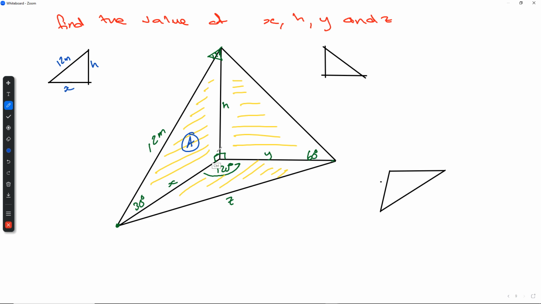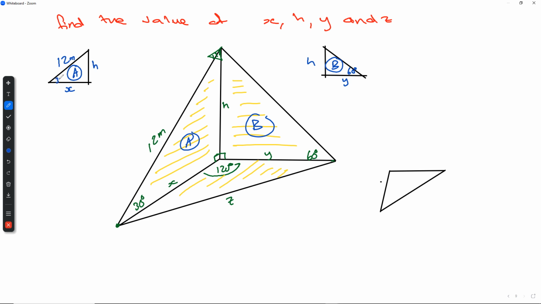Our objective for this, just to go back again, is to find X, H, Y, and Z. And so this over here will be X, this here will be H, and this would be 12 meters, and I'm going to call this triangle number A. I'm also going to call this triangle B over here, and whatever answer I get is H over here and Y, and 60 degrees. Now I want to find the value of X, H, Y, and Z.